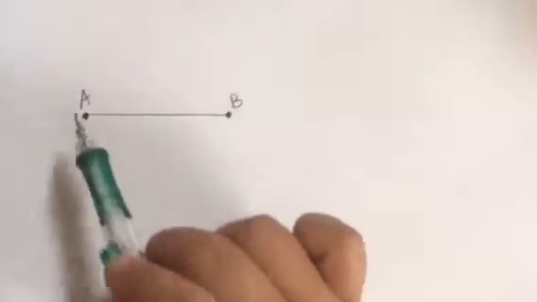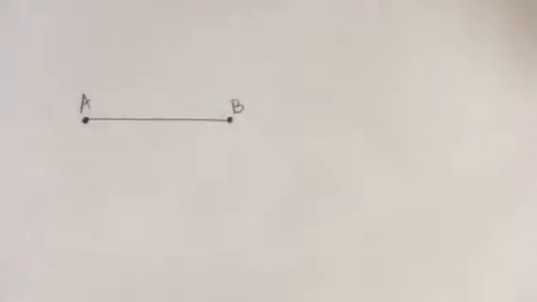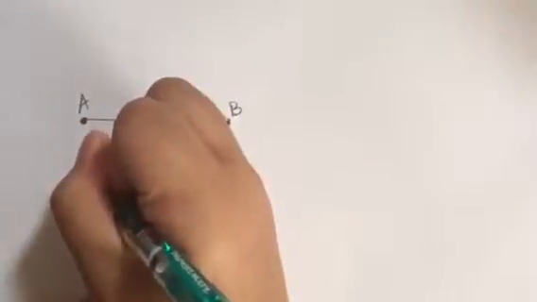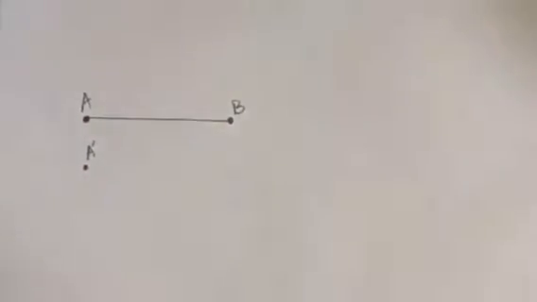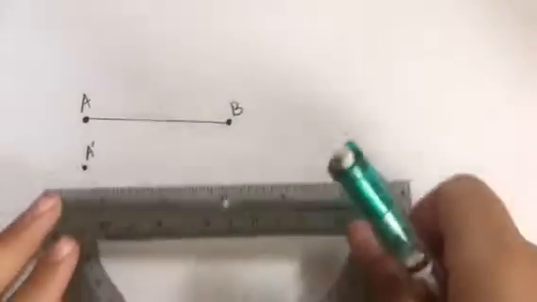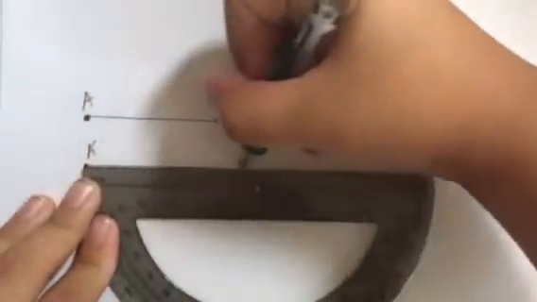I'm going to show you how to copy a segment. Here is the segment that we are going to be using, and here you can see the 2 points, A and B. First, draw a dot, and then that will be A prime. Then, take a straight edge and make a line that's bigger than the first line.